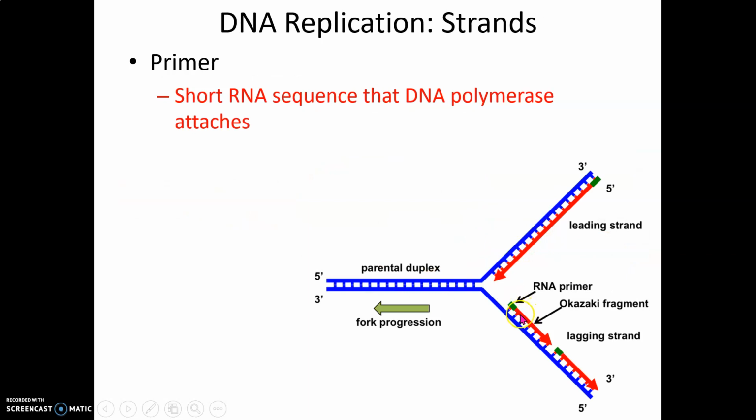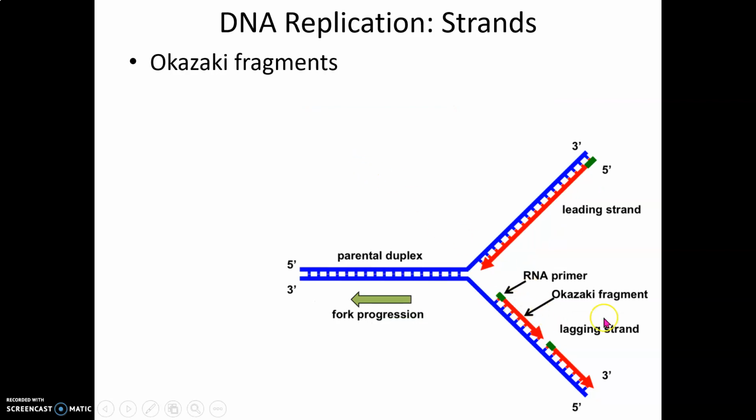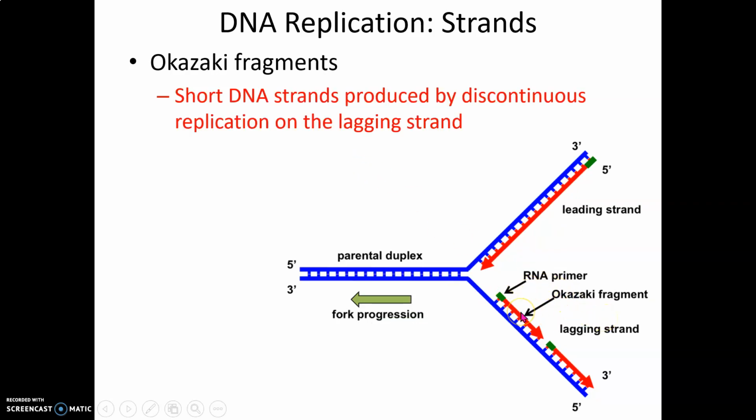The primer is the short RNA sequence that DNA polymerase has to attach to. So DNA polymerase on its own cannot start to make a new strand. It can only elongate. And so what evolution has done was make this short RNA sequence that DNA polymerase comes, attaches to, and elongates, and then we'll go back and remove that RNA primer. Then you have these Okazaki fragments. So these are short DNA strands. So primers are short RNA strands, Okazaki fragments are short DNA strands, and these are the strands you find on the lagging strand that help us to synthesize it.